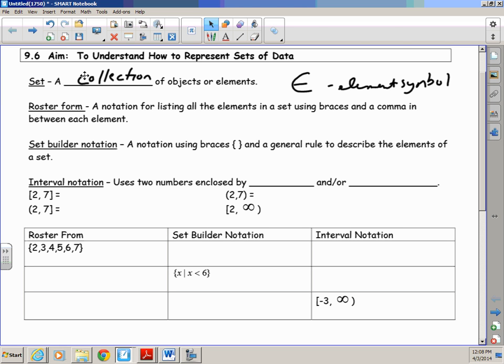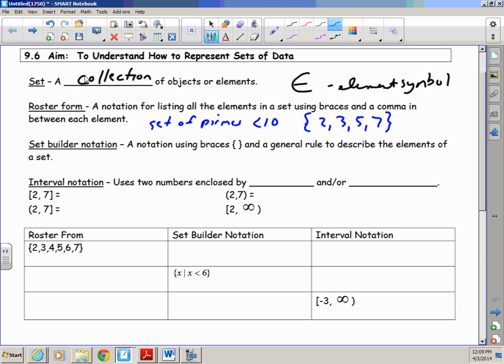Okay, so roster form is a notation for listing all the elements using braces and commas. So we've done this before. So if we wanted the set of prime numbers less than 10, roster form would be to list out 2, 3, 5, and 7. Okay? That's helpful if there's not many elements in our set.